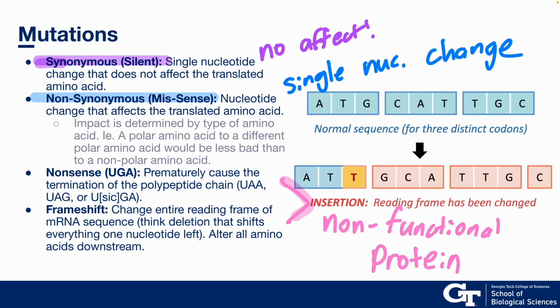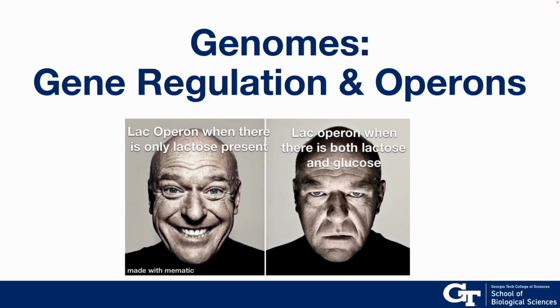Now, non-synonymous mutation. That has a degree of how bad it can be in terms of the protein. So for example, if you get one polar amino acid changed to another polar amino acid, that's not that bad because they can kind of take place of each other. But if that polar amino acid got swapped with a non-polar amino acid, that would be very bad because you had a change that fundamentally changed one of the building blocks, one of the amino acids of the protein. So it's just important to understand the 4 different types of mutations here.